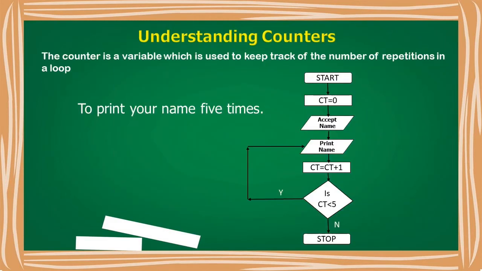So next is about understanding counters. The counter is a variable which is used to keep track of the number of repetitions in a loop. So here you can see the flowchart to print your name 5 times.